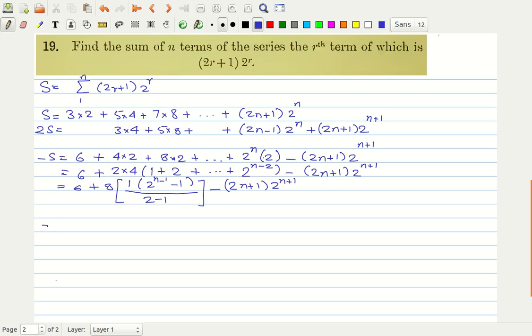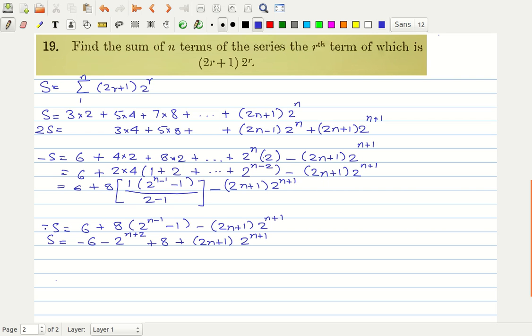So this becomes minus f is equal to 6 plus 8 times 2 to the power n minus 1 minus 1 minus 2n plus 1 2 to the power n plus 1, and if you multiply minus 1 both sides, this is equal to 6 minus 6 minus 8 times 2 to the power n minus 1 is 2 to the power n minus 1 plus 3, which is actually equal to 2 to the power n plus 2, and this becomes plus 8 plus 2n plus 1 times 2 to power n plus 1.